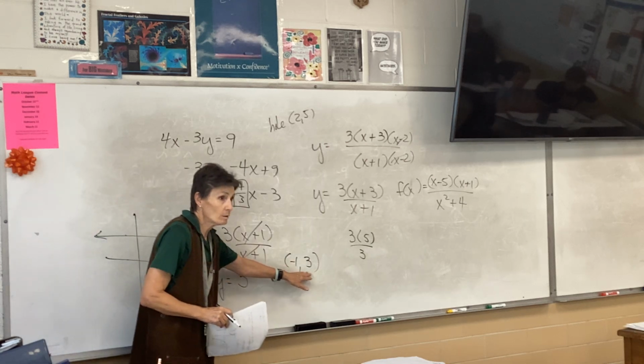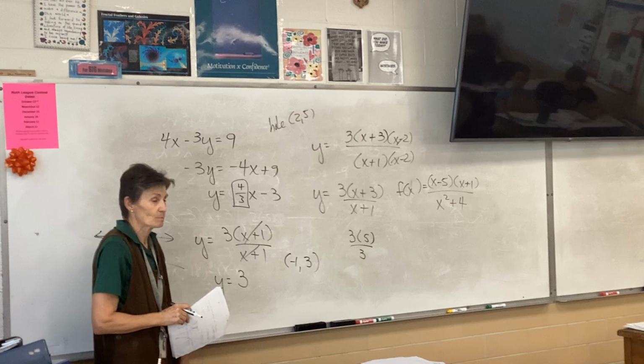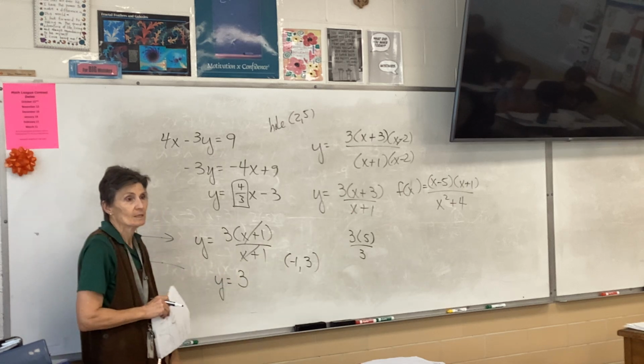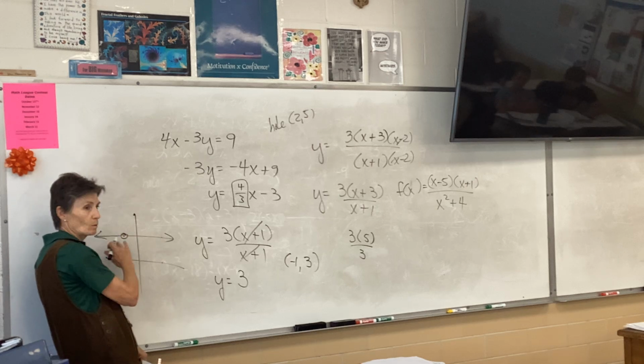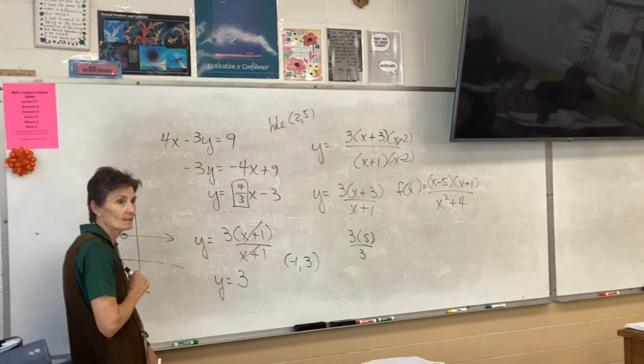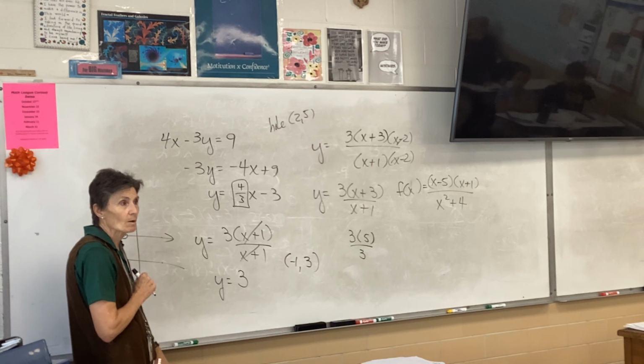So there is a hole, but there is no vertical asymptote because there's nothing left to. So that picture would look like this. It would just be a horizontal line with a little gap in there, one right there. All right, Sophia?